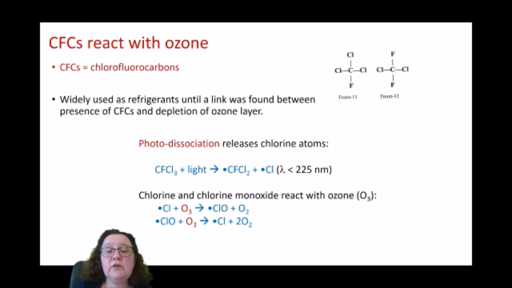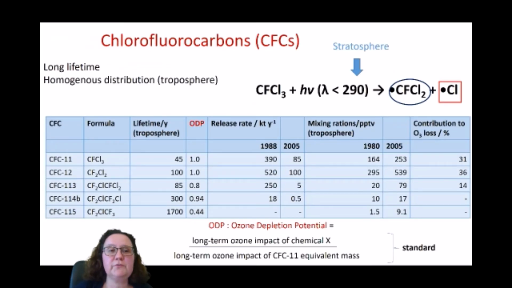With the right wavelength of solar radiation, they split up and they produce the chlorine radical, and then it goes off to react with the molecule of ozone in a similar reaction to what I've described in previous slides, and then the consequence is that the ozone is destroyed, but the chlorine radical gets recovered and goes off to break down another molecule of ozone. So what is the problem with CFCs?